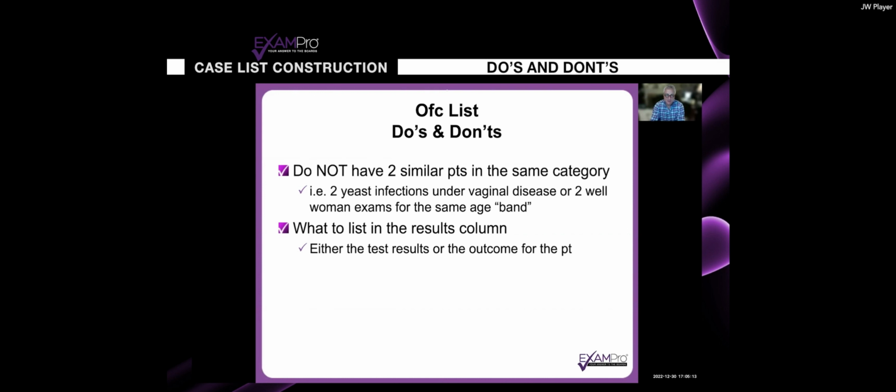So every year I see people that have two patients with BV under vaginal disease. Yes, both patients will count, but it's not adding any breadth to your case list, any variety that the examiner might consider asking you about. Both cases, or they may not ask you about either case. Again, if you have 40 cases, 20 topics, and each topic has similar patients under it, that's very limiting in terms of what the examiners can ask you.